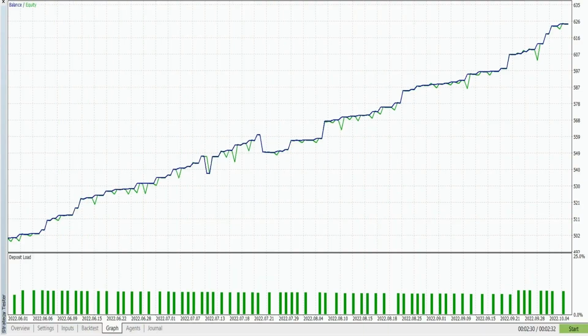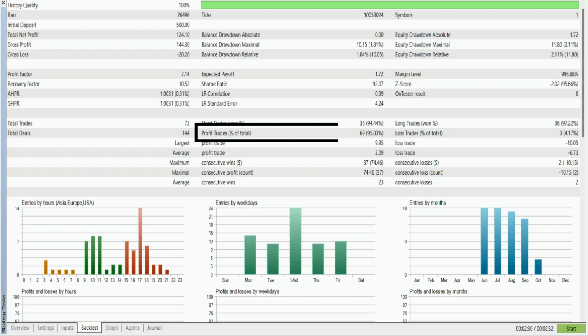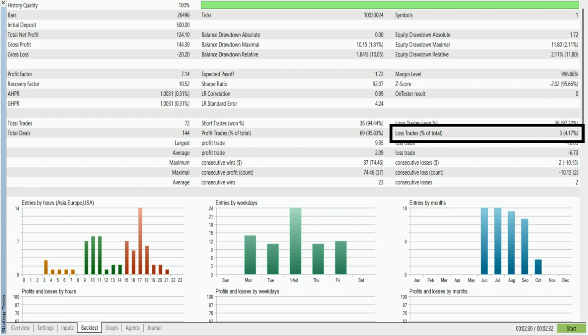Here is the 5-month backtest performance of this MT5 Scalper EA. Winning trade ratio almost 96% and loss trade ratio almost 4%. So this is a good result.